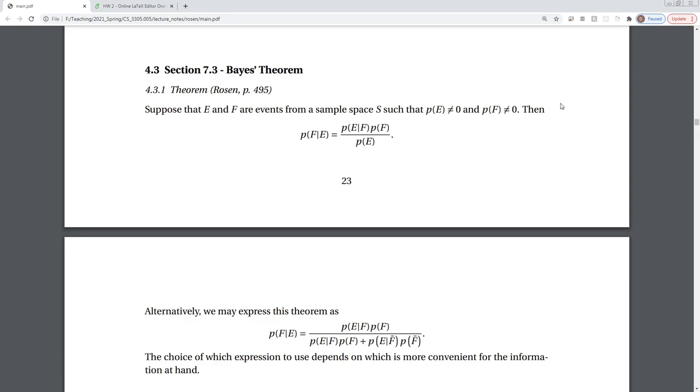Okay, so Bayes' theorem. Suppose that E and F are events from the sample space S, such that the probability of E is not zero and the probability of F is not zero. So you don't end up with any division by zero here, and also it doesn't equal zero and zero on both sides of the equation, right? So assume that it's interesting. Then the probability of F given E is equal to the probability of E given F times the probability of F, divided by the probability of E.